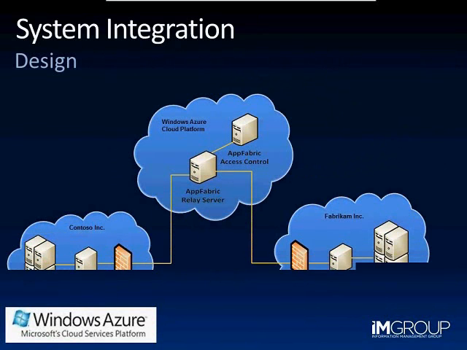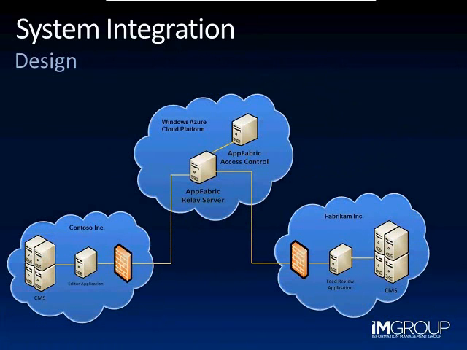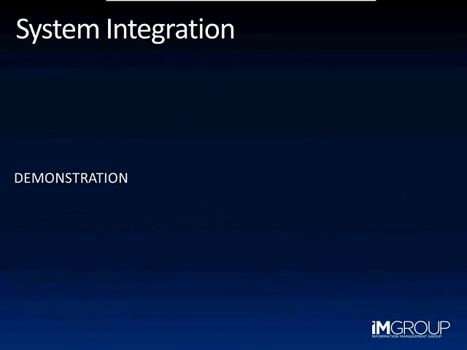Now, this slide provides a design concept for cross-domain system integration behind the firewalls. The server application and the client application communicate via AppFabric Relay Server, or Service Bus, as everyone knows it. And the security is actually managed by AppFabric Access Control. Well, let's see a demonstration to see how it really works.